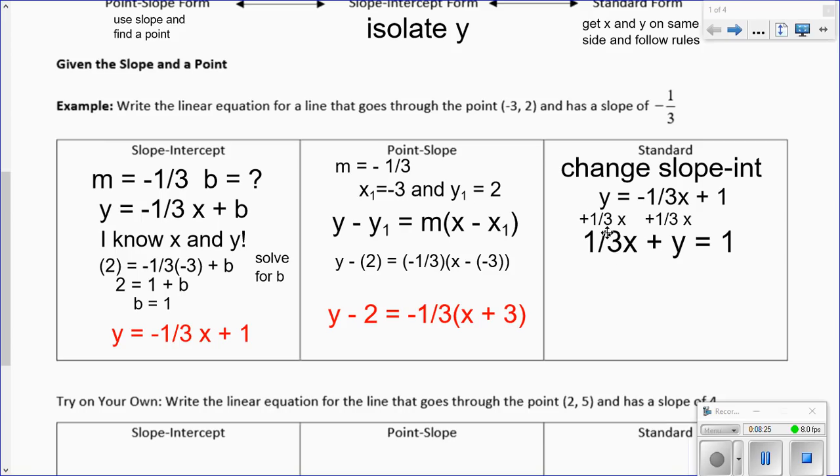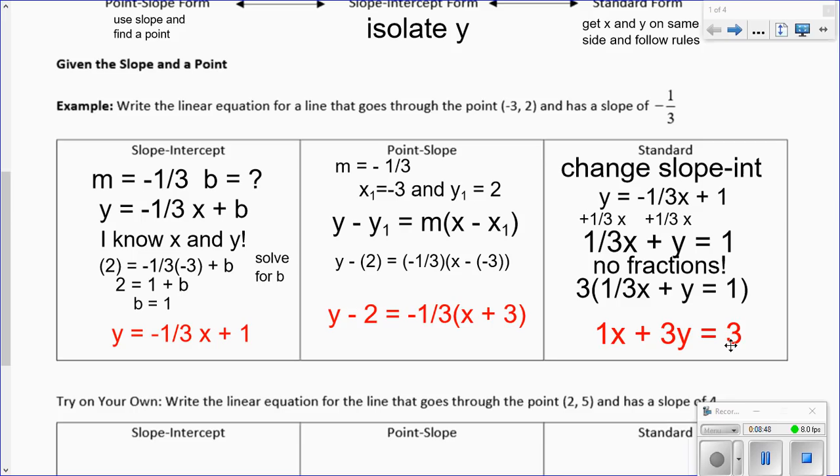Now the problem is it's got a fraction here. I don't want any fractions. That's not allowed for standard form. So to undo that, I take the denominator and I'm going to multiply every single term by that denominator in the equation, all three parts. So 1/3 times 3 gives me 1x, 3 times y gives me 3y, and 1 times 3 gives me 3. So that's my standard form. And you could lose the 1 in the front, so you can just say x plus 3y equals 3.